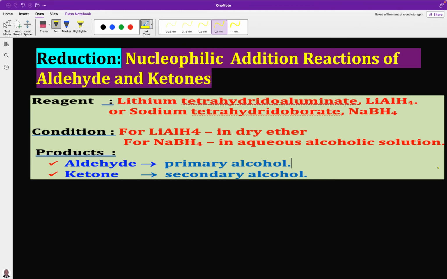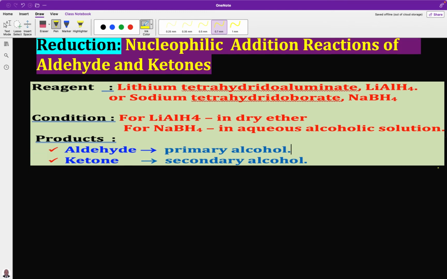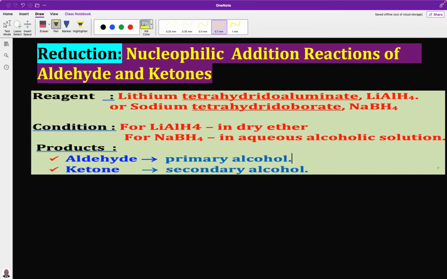We have lithium tetrahydroaluminate, that is LiAlH4, in dry ether. We also have sodium tetrahydroborate in aqueous alcoholic solution. Now, the procedure here is that you will have to warm the aldehyde or the ketone with any of these reagents.